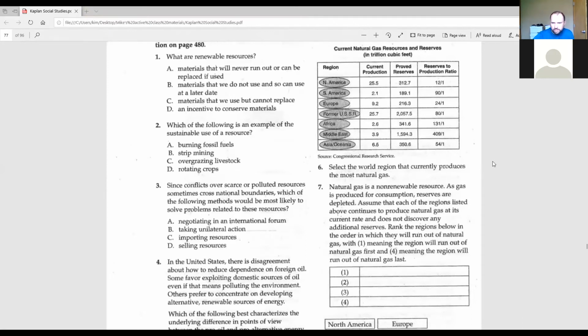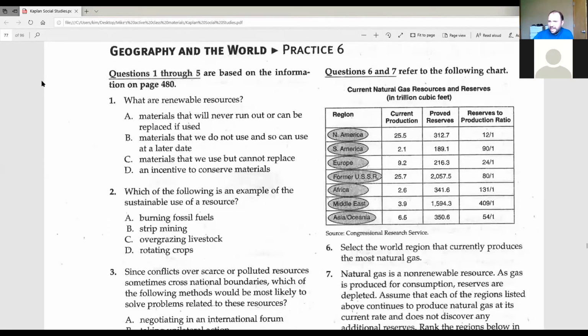All right. So let's look at number one. Hopefully you can see, I'll zoom in a little bit more. Number one just asks, what are renewable resources? So if you weren't here earlier, when we talked about non-renewable versus renewable, what is that difference? What are renewable resources? So let's read our four choices and see if the answer just becomes obvious.